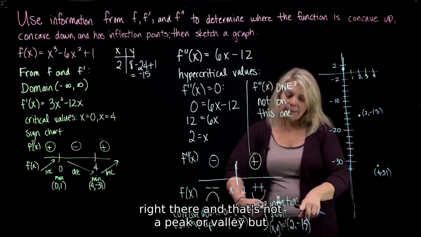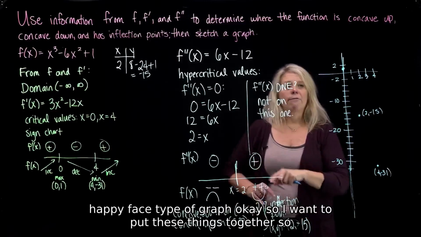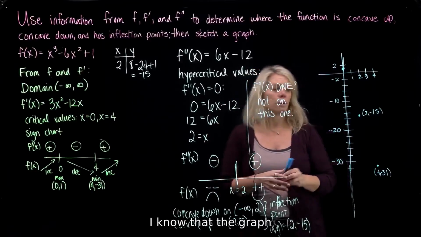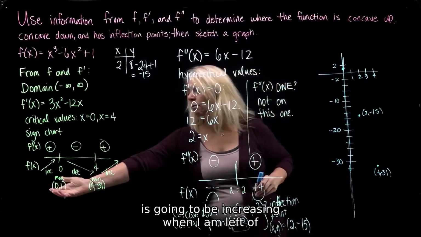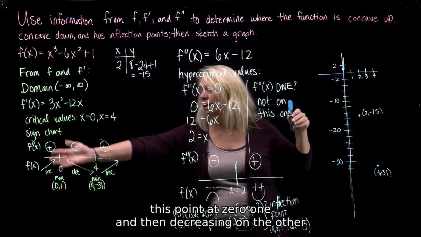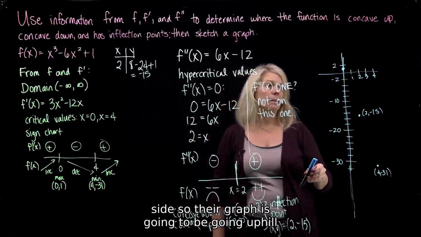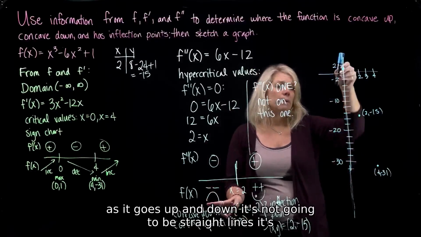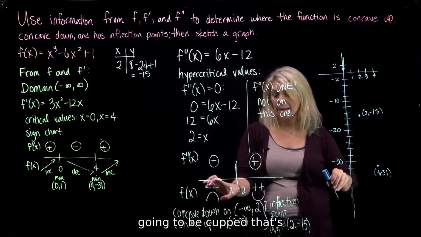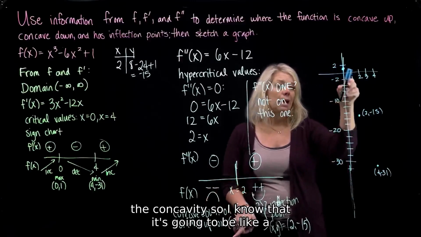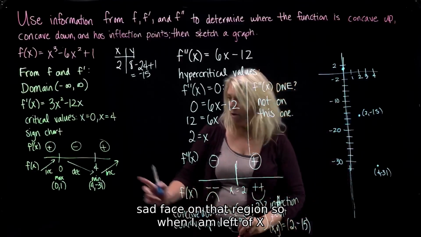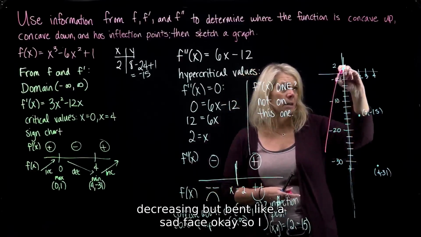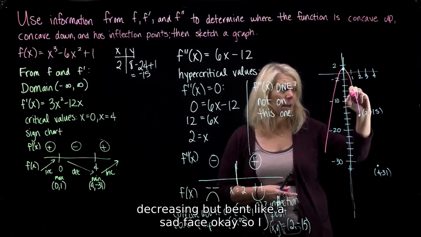And that's not a peak or valley, but that's a place where it changes from sad face to happy face type of graph. Okay, so I want to put these things together so I know that the graph is going to be increasing when I am left of this point at 0, 1, and then decreasing on the other side. So the graph is going to be going uphill and then downhill. I also know the way it's bending as it goes up and down. It's not going to be straight lines. It's going to be cupped. That's the concavity. So I know that it's going to be like a sad face on that region. So when I am left of x equals 2, it's going to be increasing and then decreasing, but bent like a sad face.